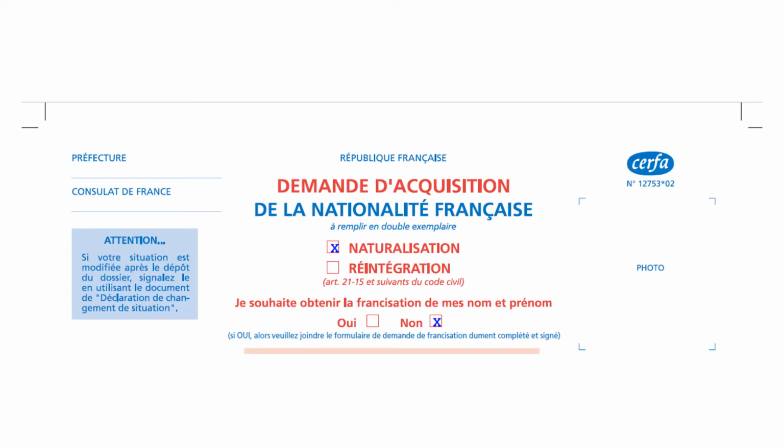So let's get started with page 1. On page 1, you must indicate whether you are applying for naturalization for the first time or if you are applying to have your nationality reinstated. In addition, you must specify whether you wish to have French versions of your surname and first name. And if this is the case, then you must attach the relevant application form duly completed and signed.